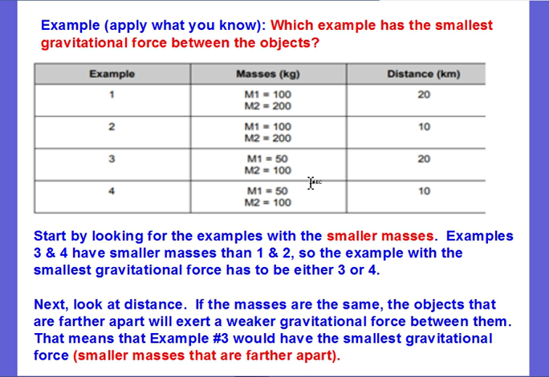Now we look at distance. Okay? The greater the distance between the objects, the smaller the force. So we're looking this time for the smallest masses with the biggest distance between them. So in this example, if we look here, example 3 is 20 kilometers apart, example 4 is 10 kilometers apart. So example 3 has the smaller masses and the larger distance apart. So example 3 would have the smallest gravitational force.